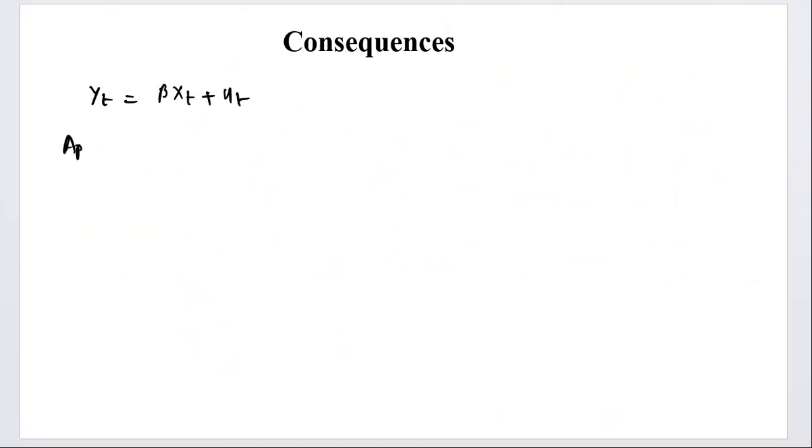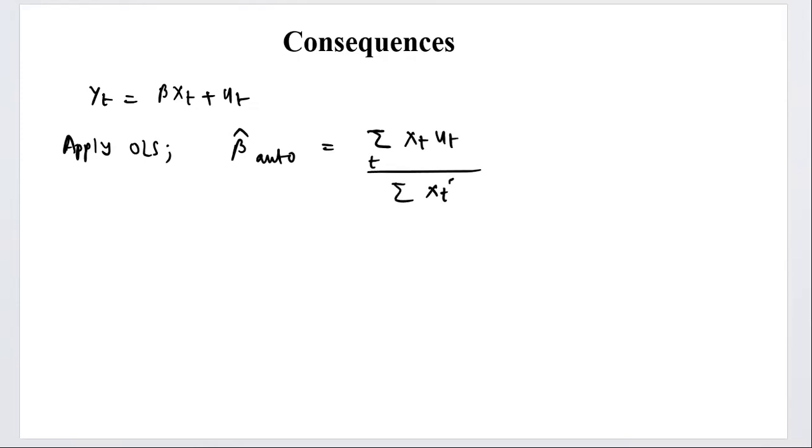Now if you apply OLS, what will we get as beta cap? Under autocorrelation also, this will be simply summation x_t y_t upon summation x_t squared. This is the formula. This is the same as we have done multiple times before. I am not deriving this thing. In exams, if you want to use this expression, you have to derive this. I am not doing this because I have done it multiple times before. So this is the same.